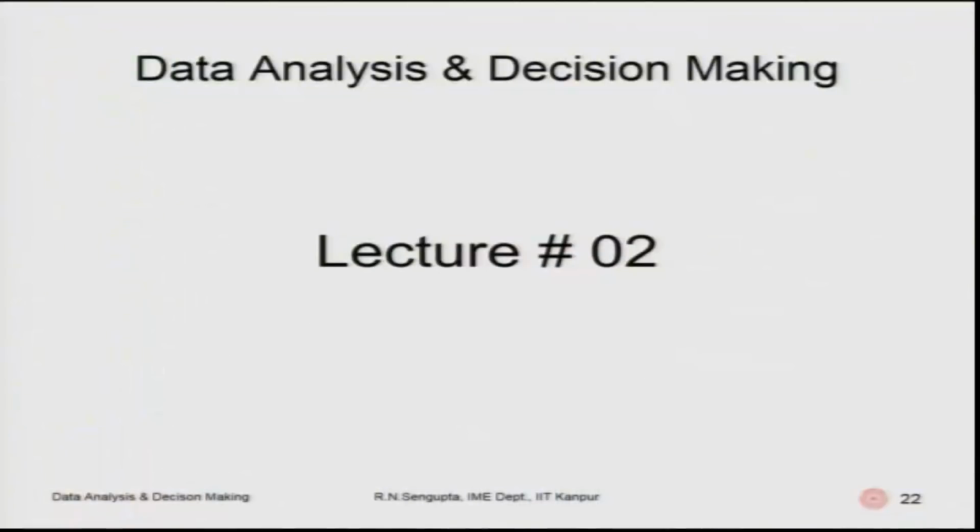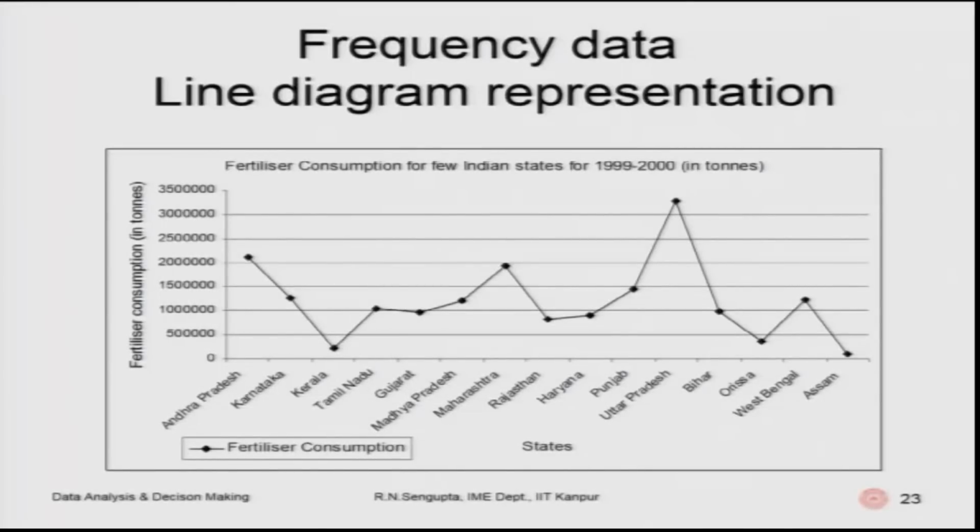This is the second lecture on data analysis and decision making, which is the first part of the 3-part series for DADM, and we are considering different concepts of data representation as the frequency and non-frequency part. This is the second lecture in the NPTEL MOOC series, and I am Raghunandan Sengupta from the IME department, IIT Kanpur. So, we are discussing the frequency of the line diagram type. Again I am giving the same example, which is the fertilizer consumption in metric tons, starting from Andhra Pradesh to Assam for the years 1999 and 2000.